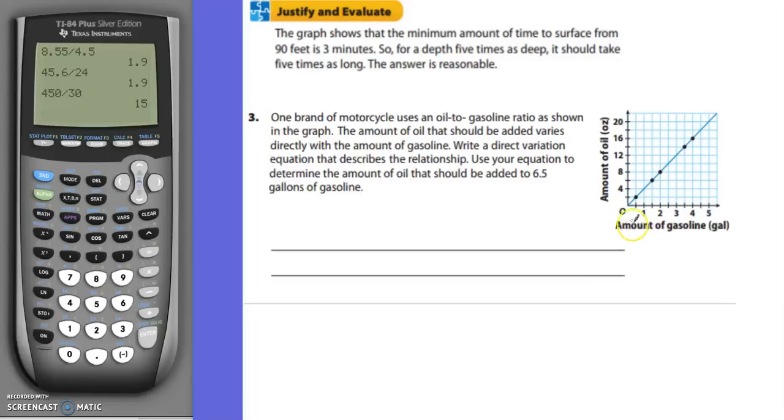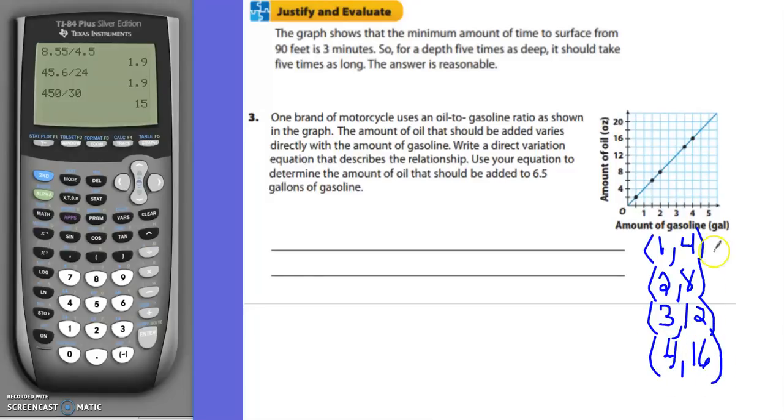All right, so if we look here, our first ordered pair could be 1, 4. Our next ordered pair could be 2, 8. Next ordered pair is 3, 12. And let's do 4, 16. Okay, remember to find k, it's y divided by x.